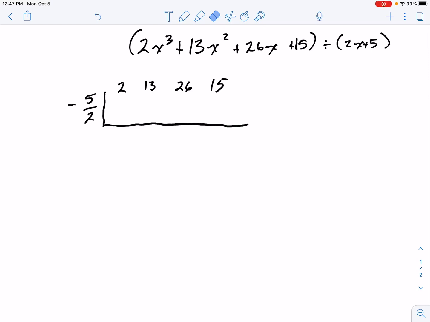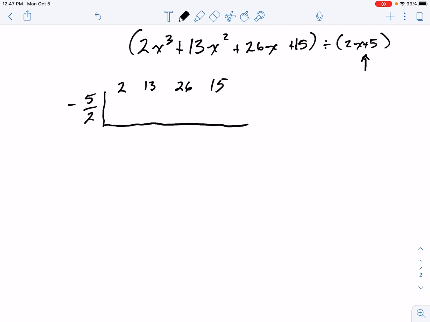Okay, Ethan, here's how we go about doing this. First thing we want to do is synthetic division. I'm going to take negative 5/2 from this factor they tell us that works. Right? We know that 2x plus 5 is a factor. So what makes it equal 0 is going to be negative 5/2.